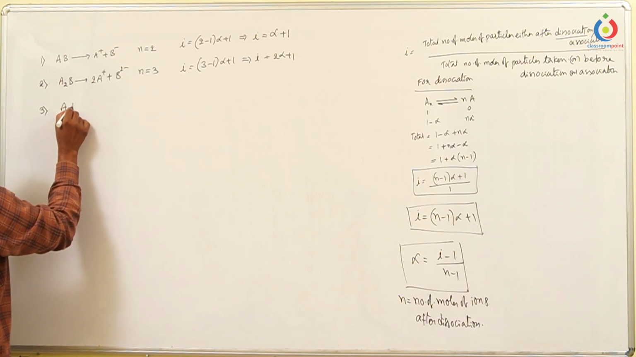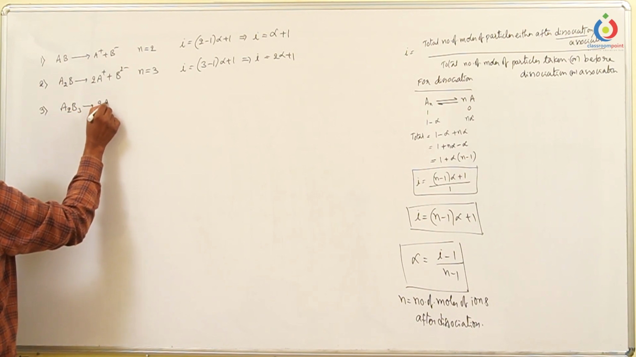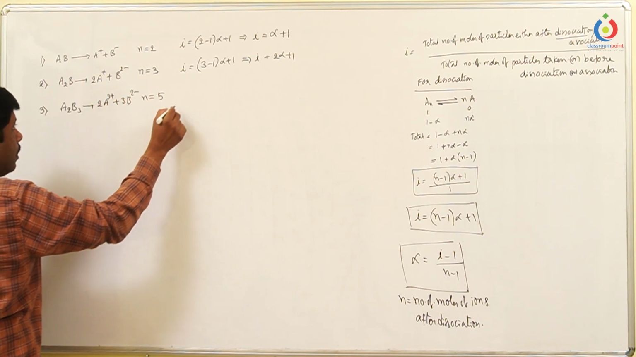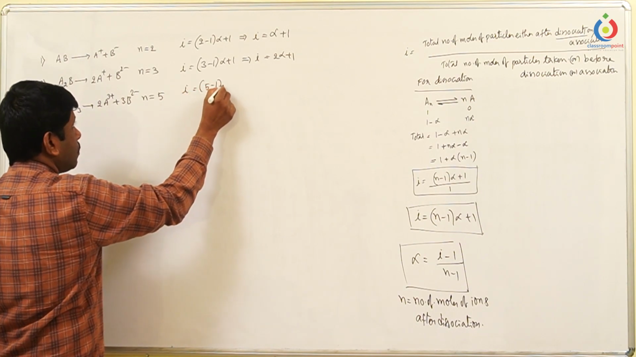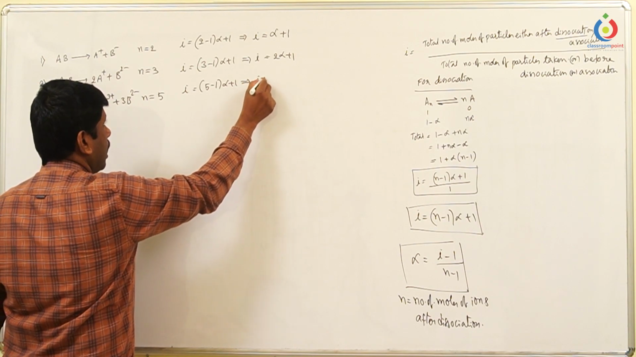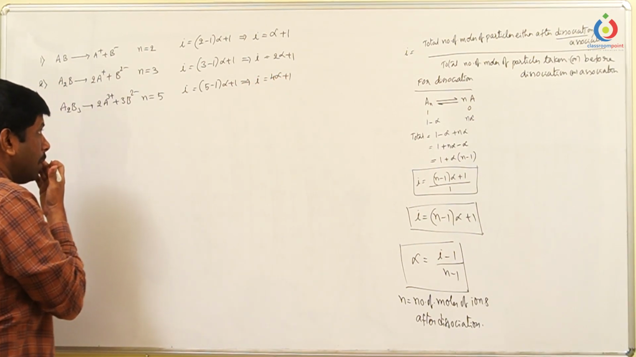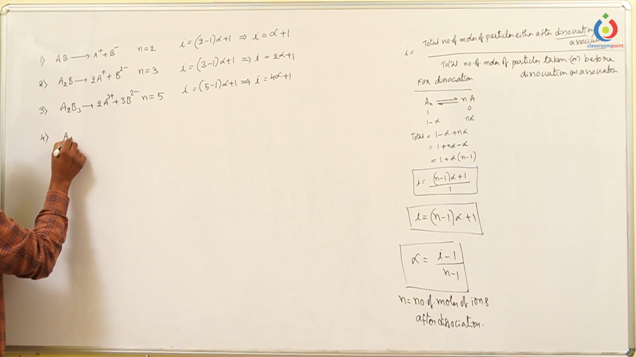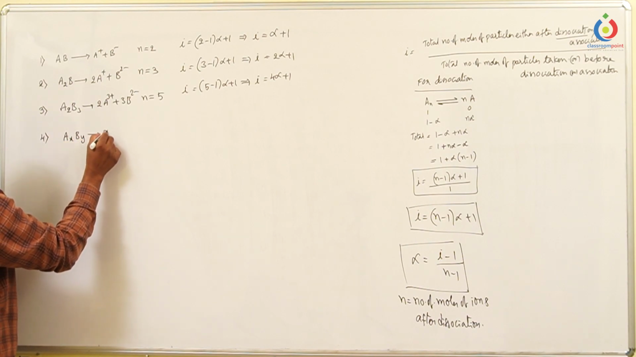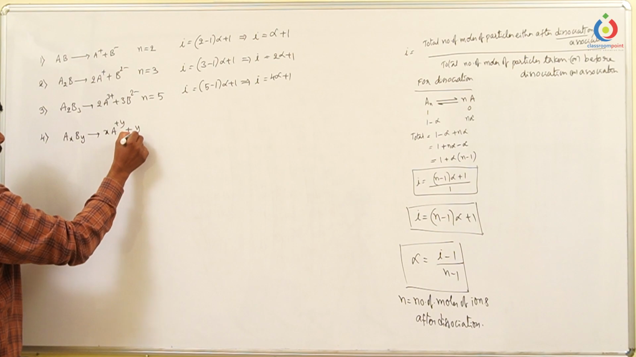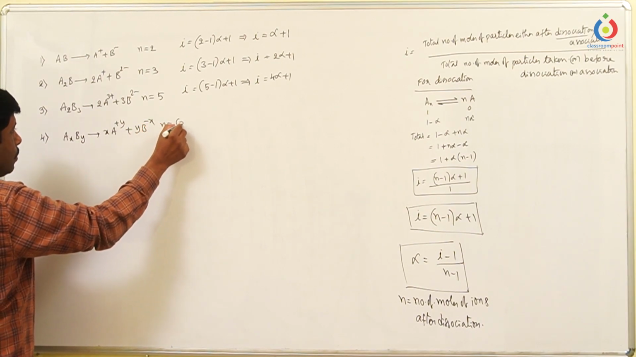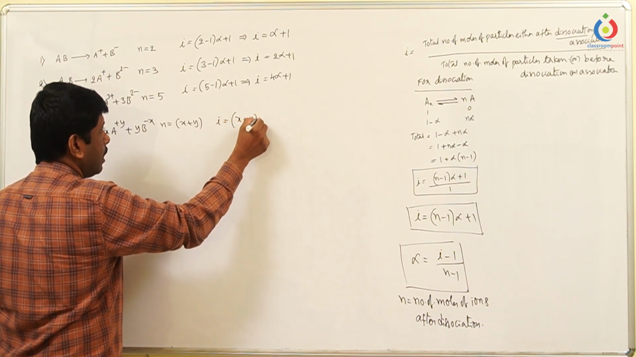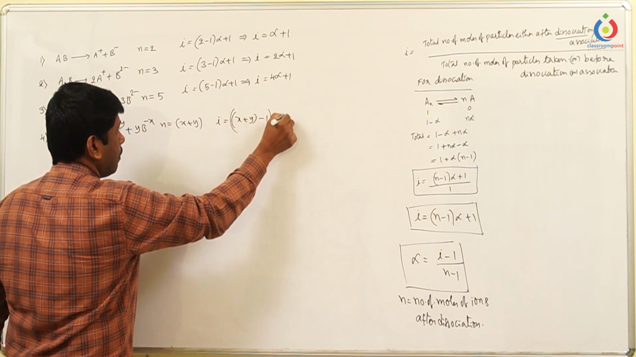Next, A2B3. So 2 A 3 plus ions and 3 B 2 minus ions, n equals 5. So the i value equals 5 minus 1 alpha plus 1, that is 4 alpha plus 1. And what happens if a solute is given like this? Imagine AxBy is given. It gives xA y plus and yB x minus, n equals x plus y. Then the i value is x plus y minus 1 alpha plus 1.